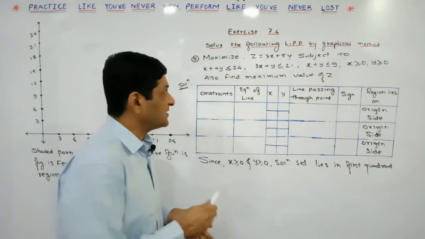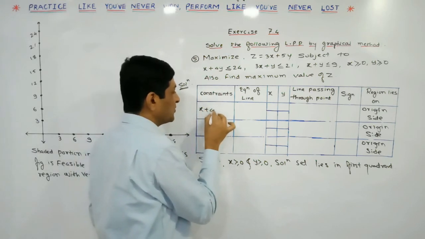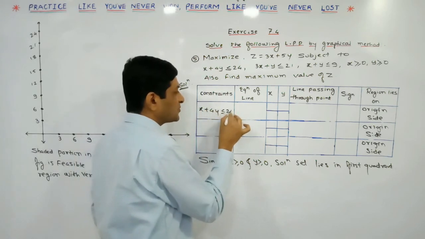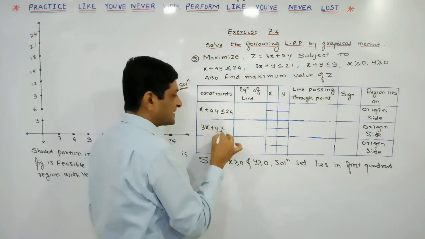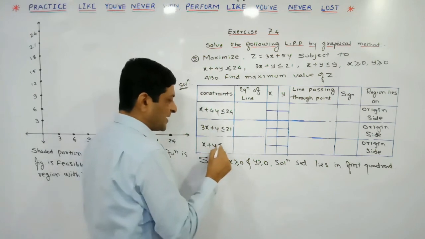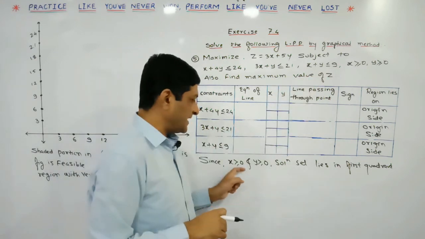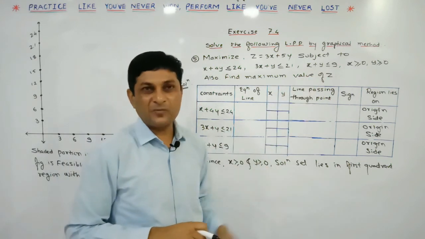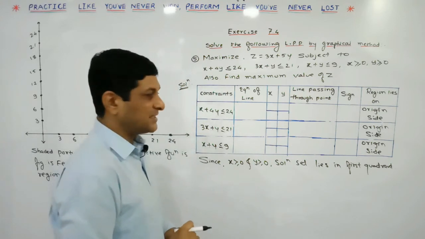So first we are considering the given constraints. The first constraint is x plus 4y is less than or equal to 24. The second is 3x plus y is less than or equal to 21, and the last constraint is x plus y is less than or equal to 9. And the last two constraints are x is greater than or equal to 0 and y is greater than or equal to 0, which conclude that the solution set lies in the first quadrant.